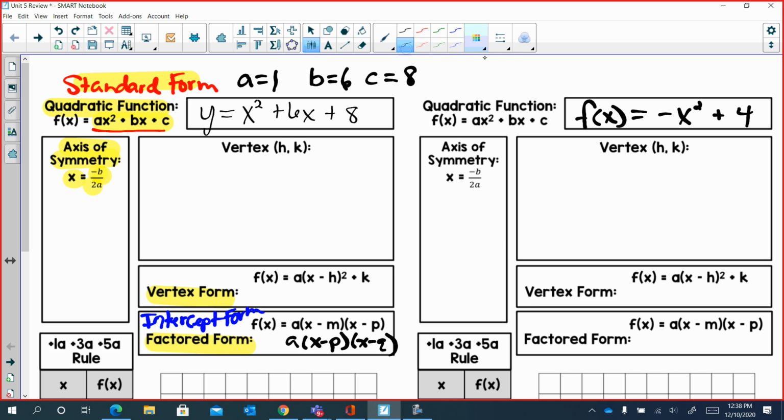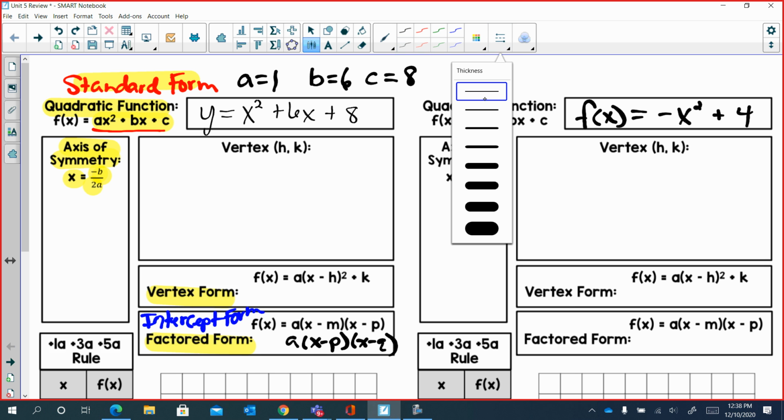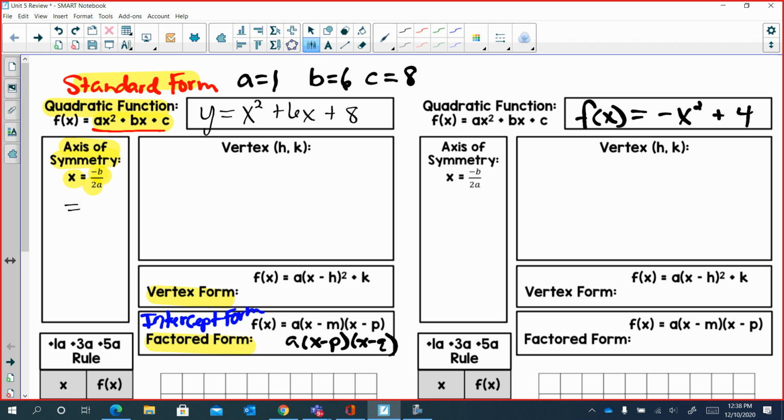I'm going to do this in black. So my B is 6. So this is negative on the outside. I plugged in 6 for B. This is over 2A. My A is 1. So I plug that in. Come on, you gotta get caught up.